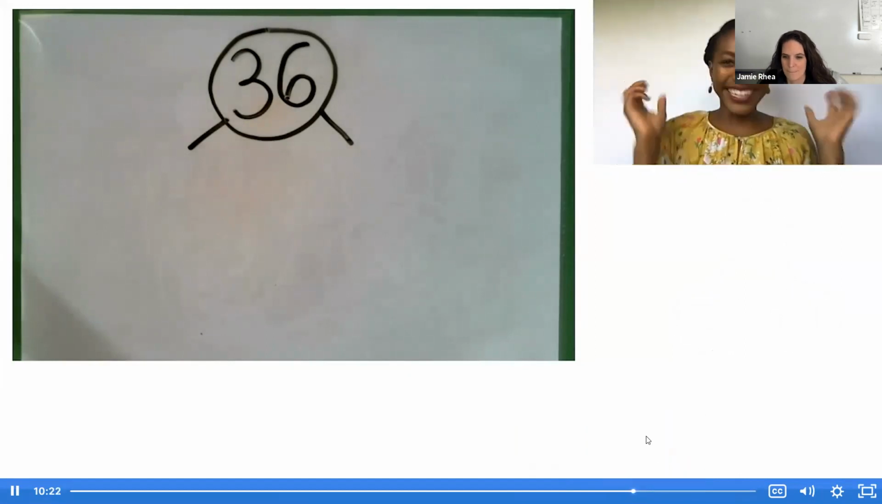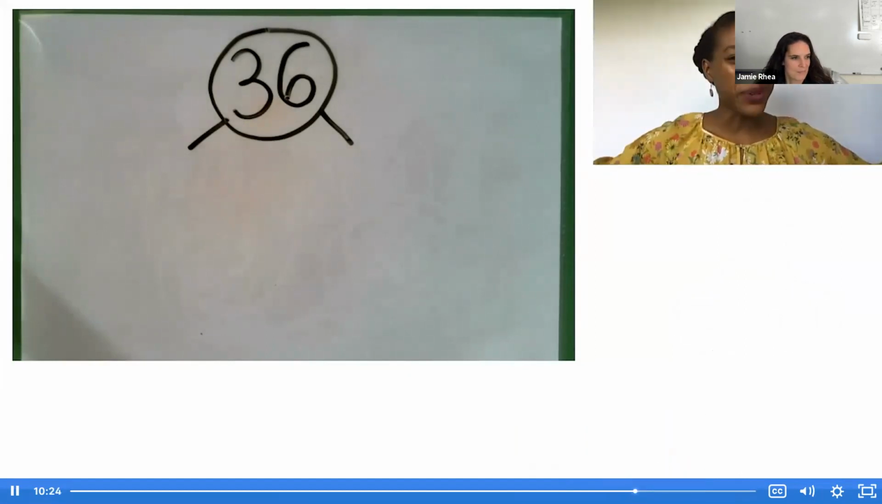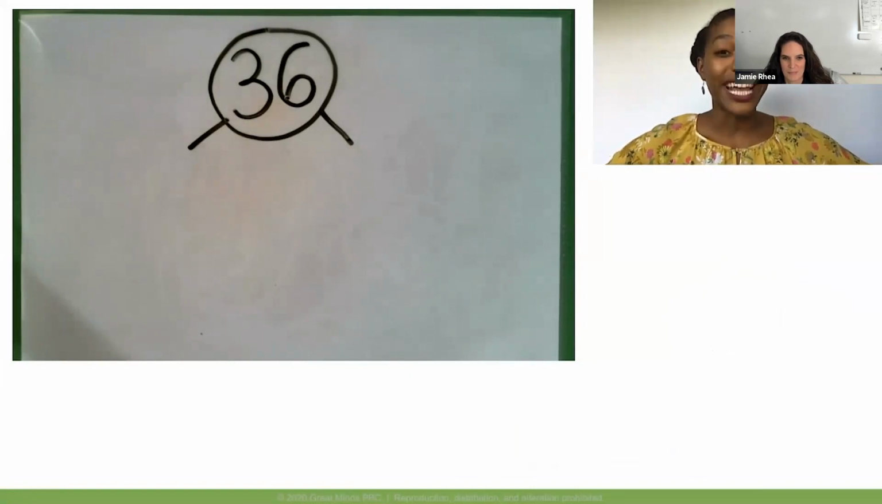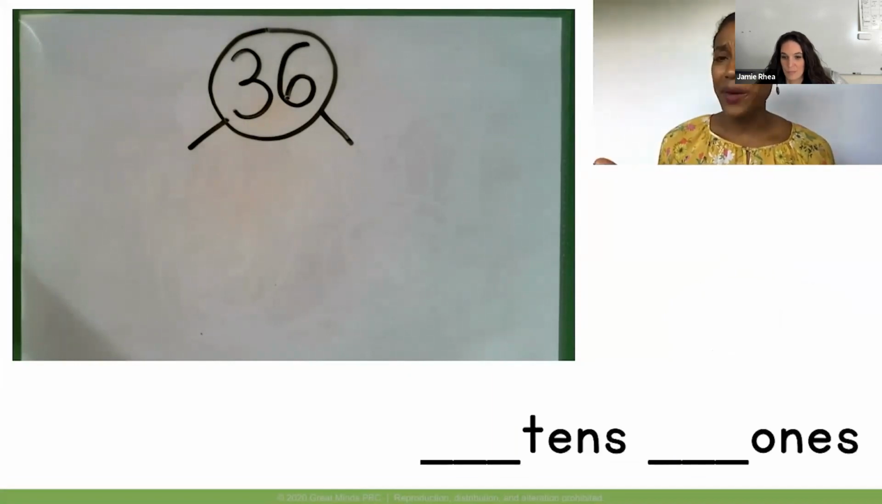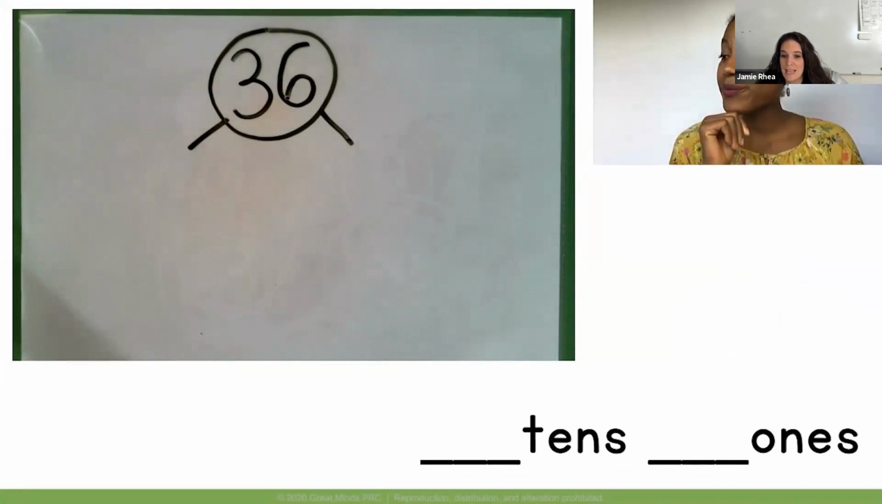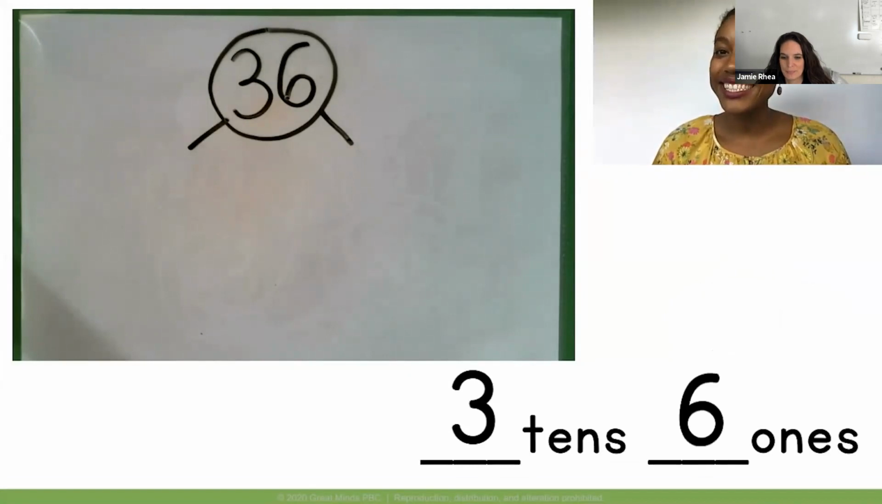Welcome back. I know you worked super hard to find the value of the 10s and the value of the ones in 36. Before we get to the answer, mathematician, can you tell me how many 10s and how many ones are in 36? We knew that there were 3 10s and 6 ones in 36.